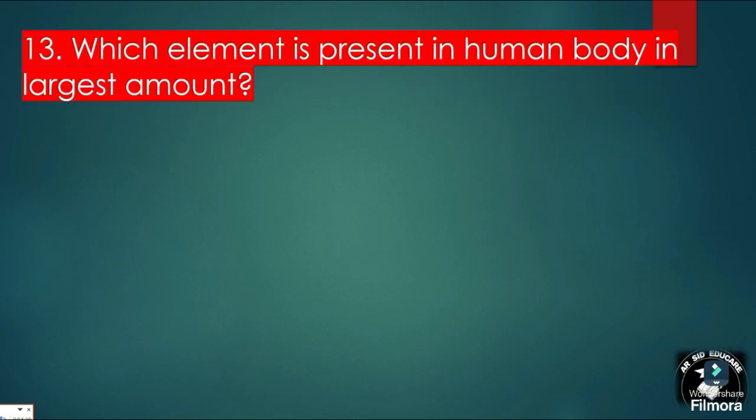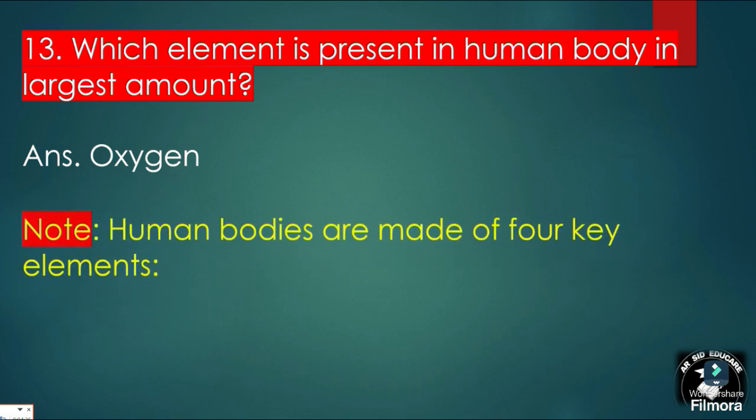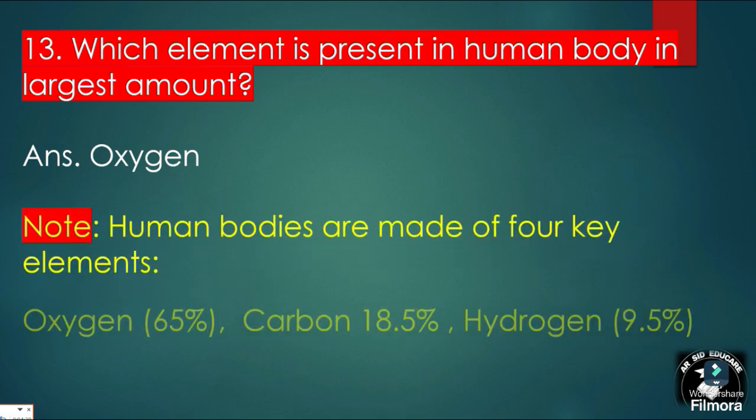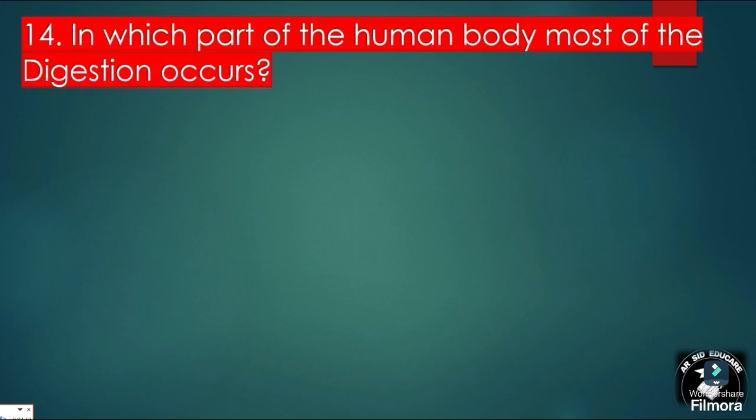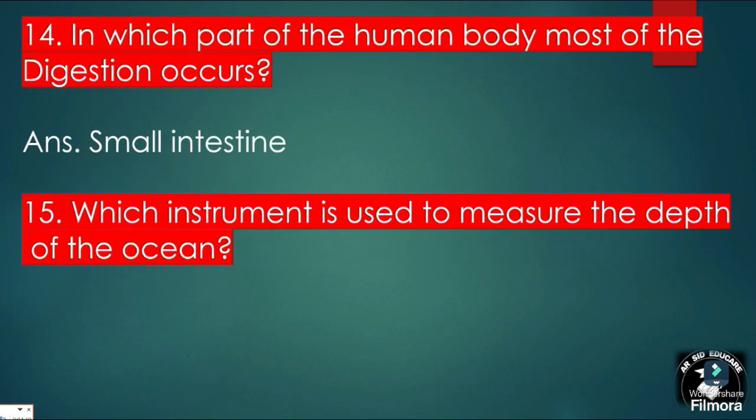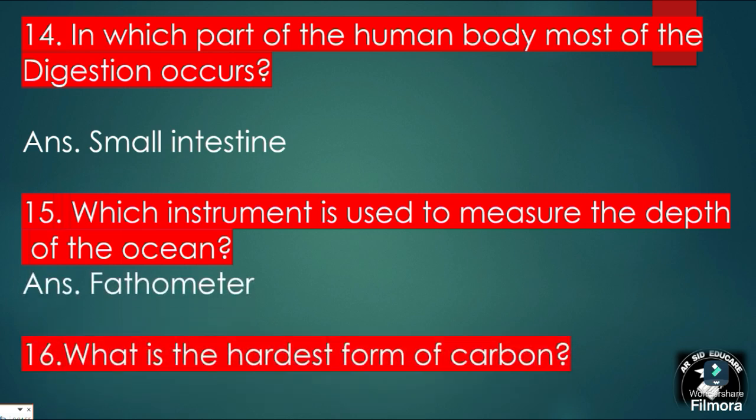Which element is present in the human body in the largest amount? Oxygen. Human bodies are made of four key elements, that is oxygen 65%, carbon 18.5%, hydrogen 9.5% and nitrogen 3%. In which part of the human body most of the digestion occurs? Small intestine. Which instrument is used to measure the depth of the ocean? Photometer. What is the hardest form of carbon? Diamond.